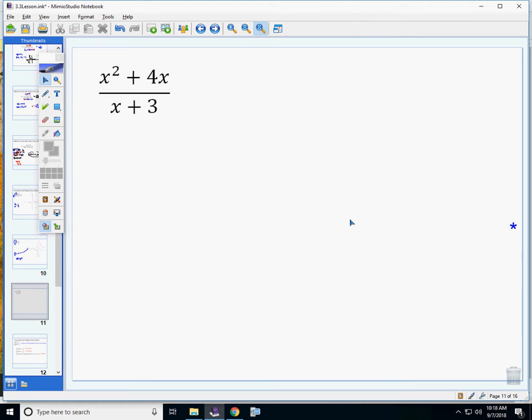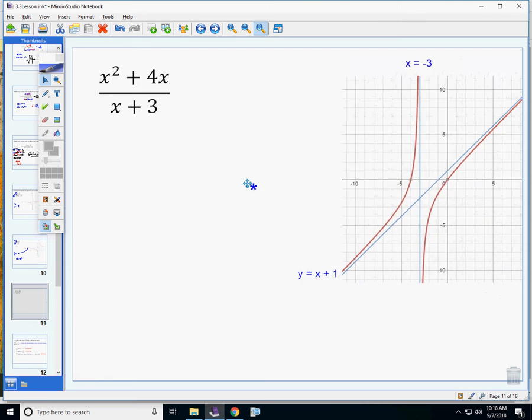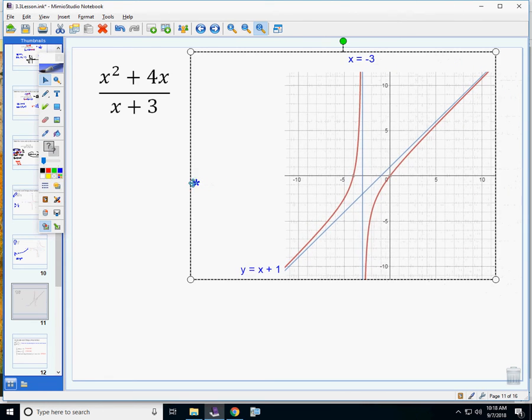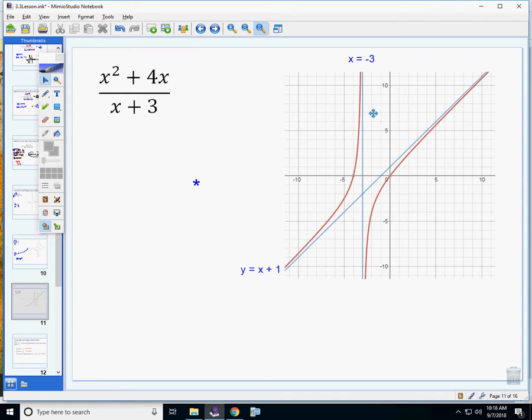In your next example, x squared plus 4x divided by x plus 3. Here's the graph of that function. Notice we have a vertical, but then we have this slanted one. This is called an oblique asymptote.